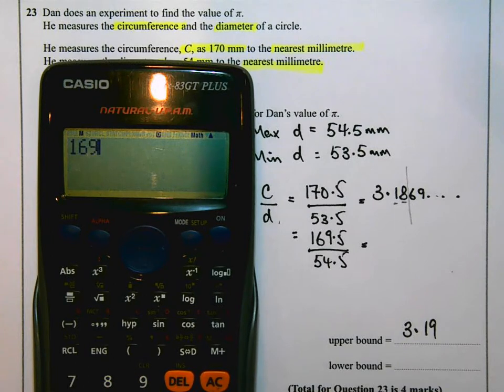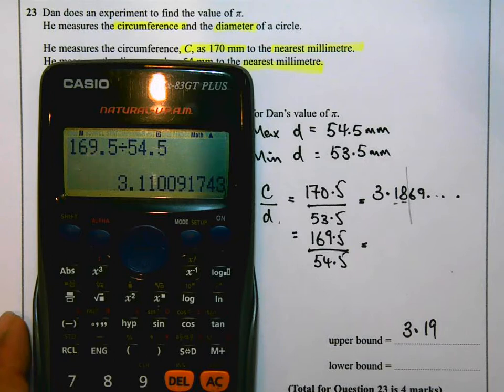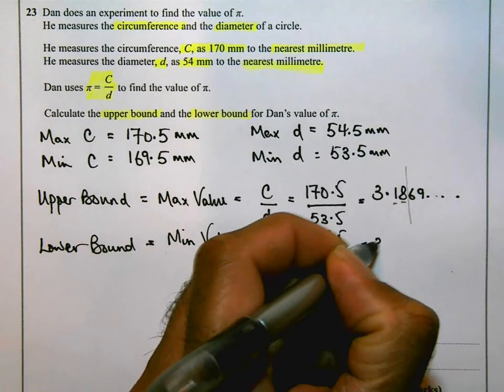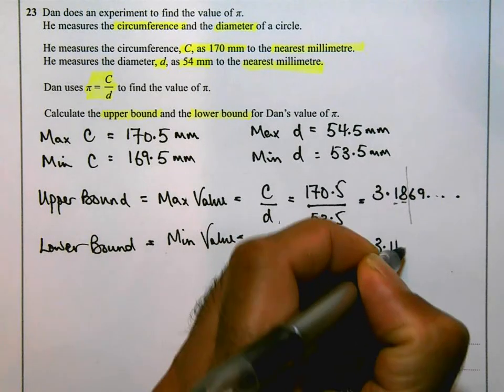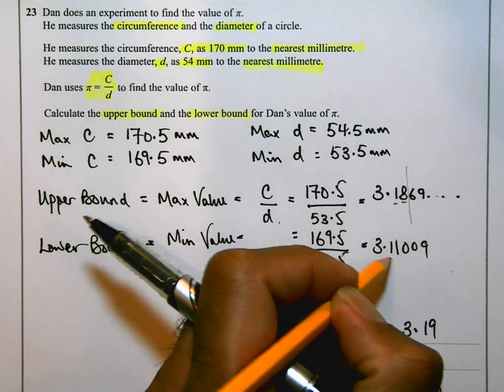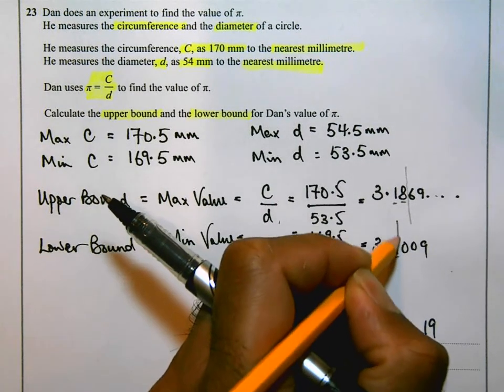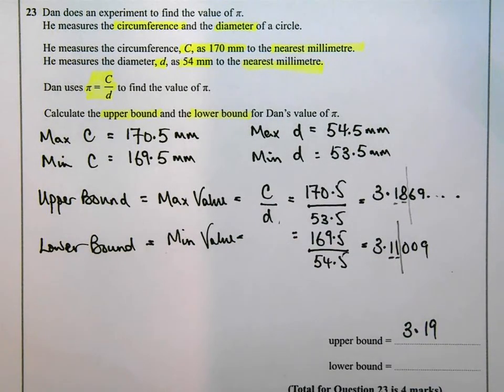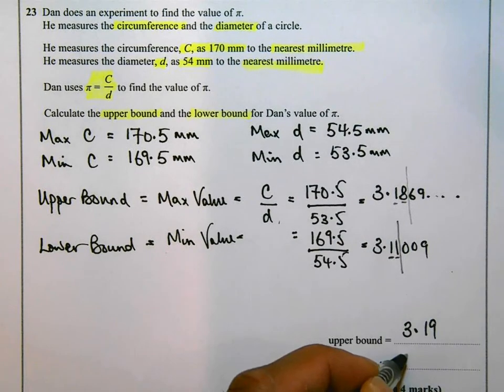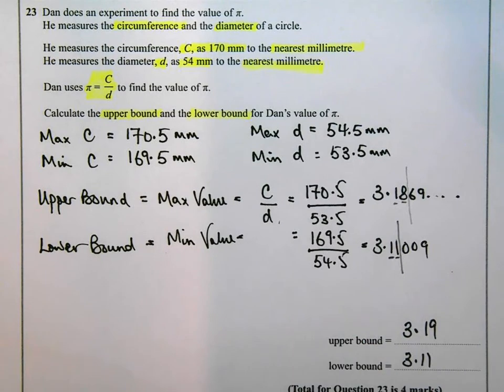169.5 divided by 54.5 equals 3.11009. And again, if I write that to two decimal places, 1, 2, if I cut it off there, because the next digit is less than 5, it's going to be 3.11. That's my answer to two decimal places.